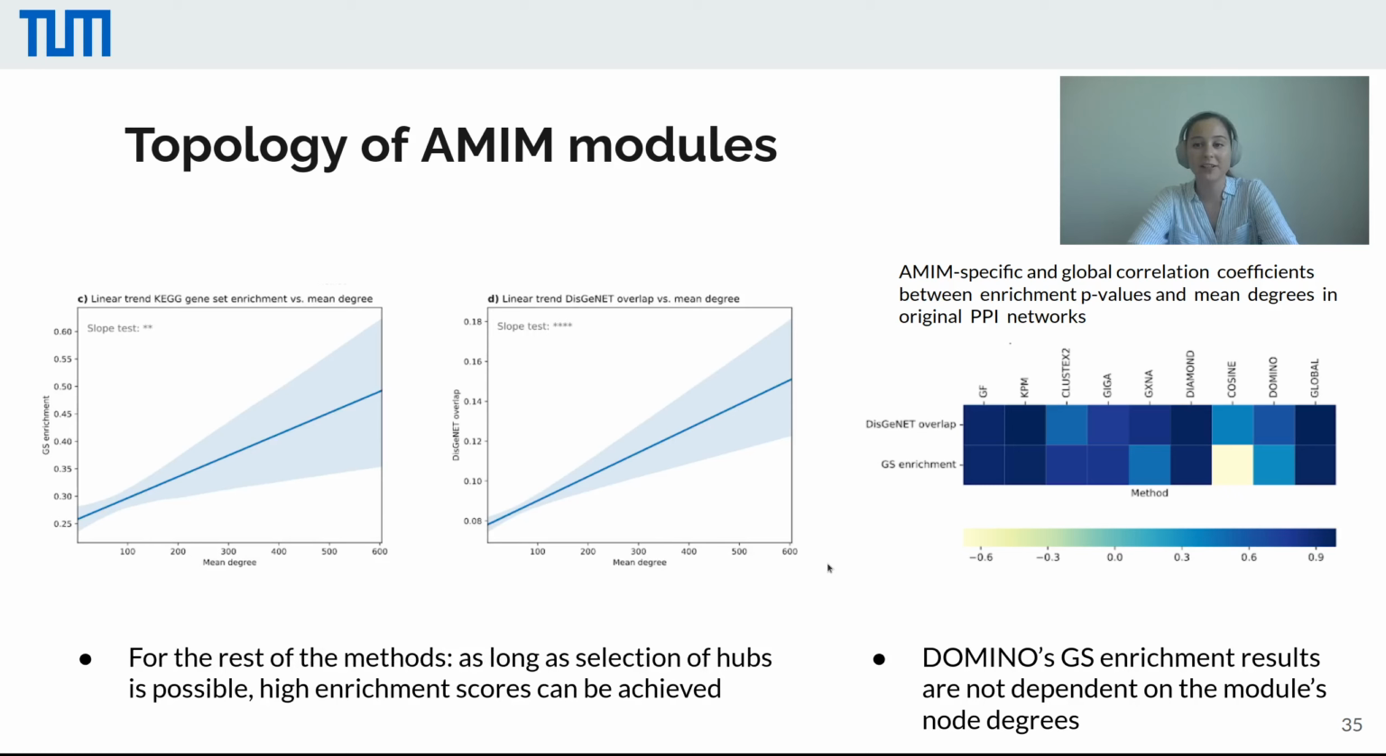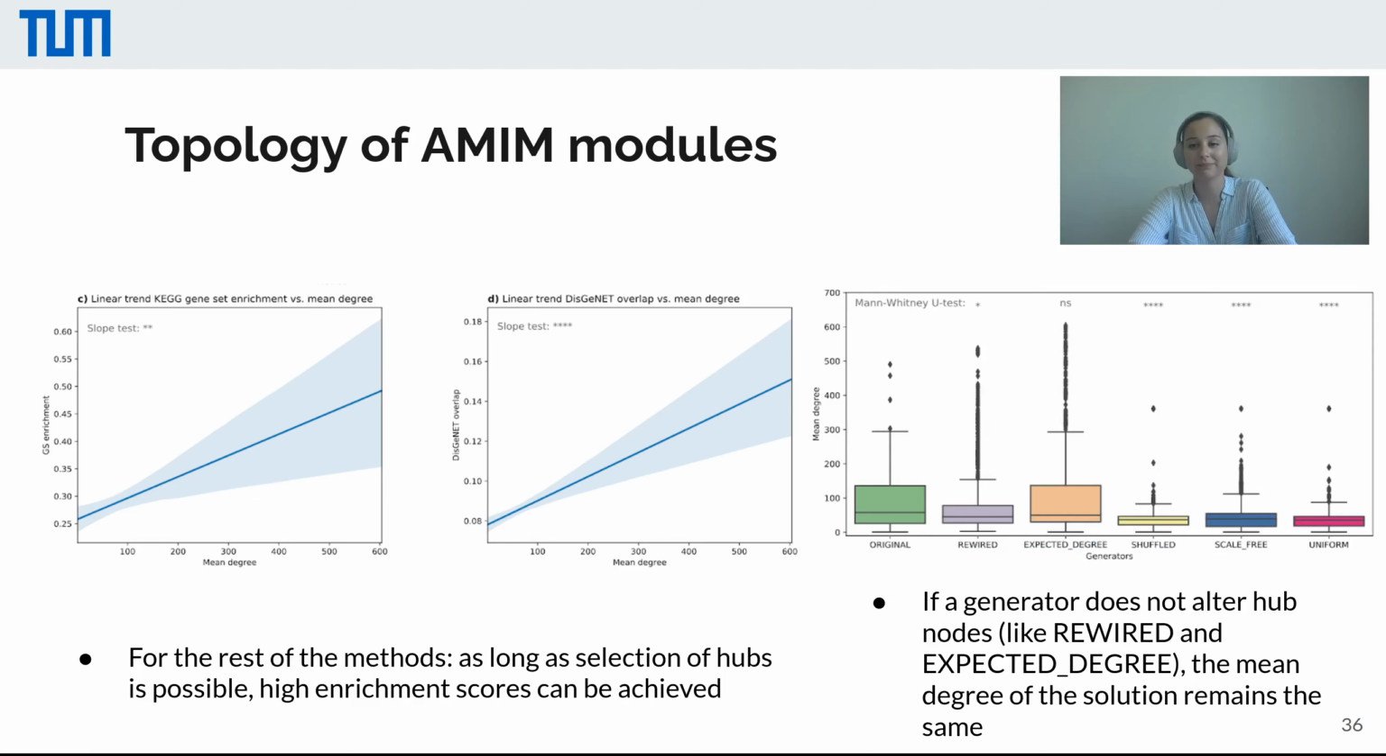For active module identification methods in general, we see that there is a strong correlation between the mean degree of produced models and the enrichment scores. This means that a method that mostly relies on the hub nodes will produce the same results as long as a hub node is in place. This we can also observe on the right plot: two generators, rewired and expected degrees, that preserve hub nodes led to the same mean degree of solutions. And now we know that node degree itself is already enough to produce enriched pathways.